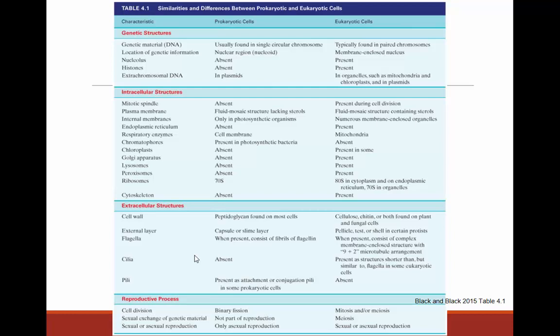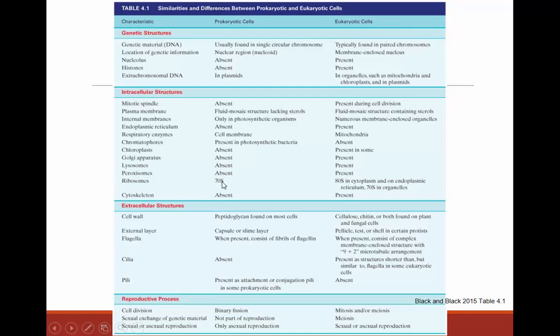And this table is from Black & Black, and it's a nice one, and I haven't found any mistakes, not like the other one the other week. It covers prokaryotic cells and eukaryotic cells, genetic structures, intracellular structures and extracellular structures, and how they reproduce. Okay, so it's good to have an overview of what those particular structures are, and particularly ribosomes, etc.